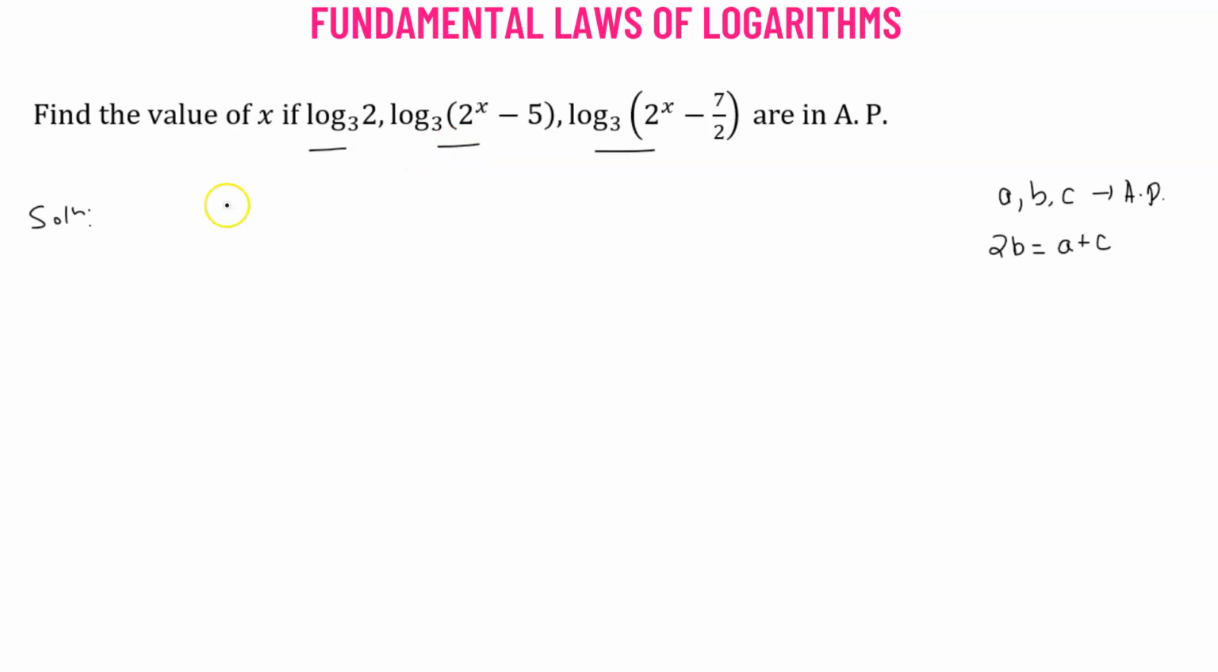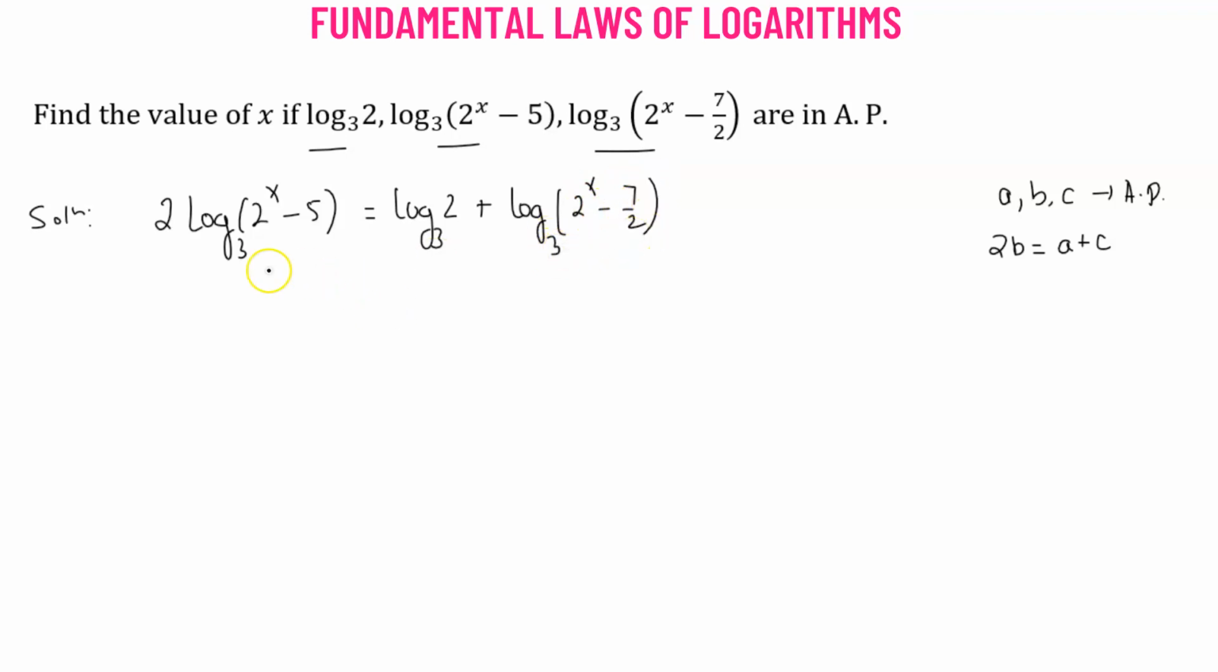So in our case, our middle term will be 2 times log of 2 raised to the power of x minus 5 with a base of 3. That's equal to the first term, which is log of 2 with a base of 3, added to the third term, which is log of 2 raised to the power of x minus 7 over 2 with a base of 3. Fine. Now what we'll do, we will use some properties of logarithm.